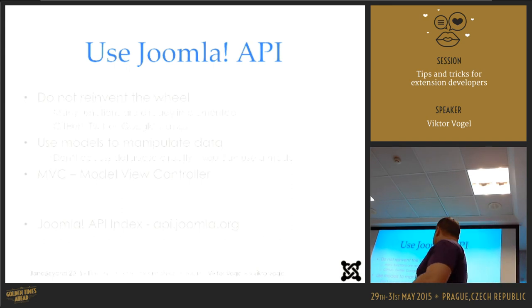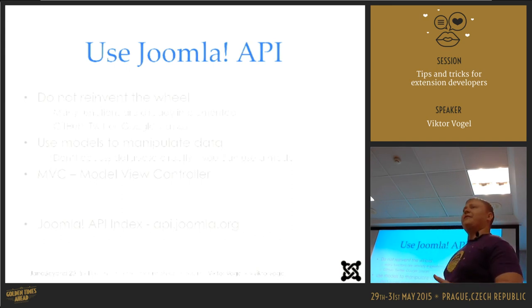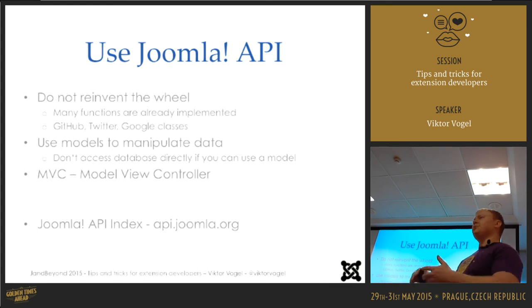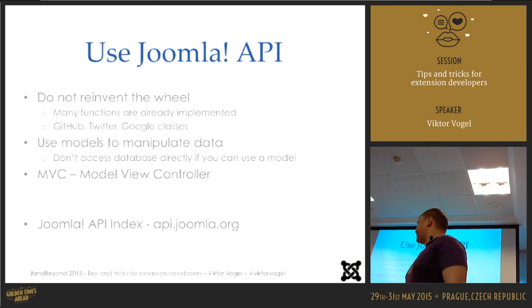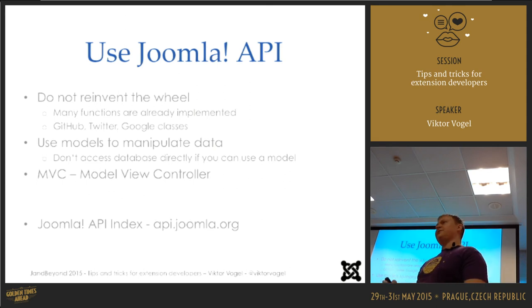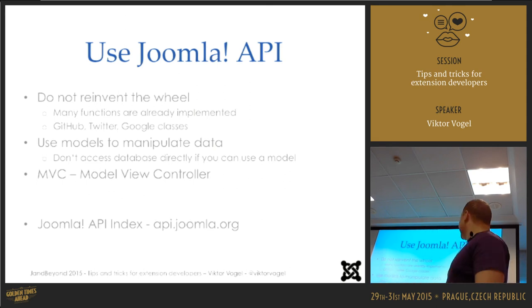And also, in the library, we have a lot of classes to interact with APIs, like GitHub, Twitter, Google. So you don't have to download or implement the libraries of these specific services in your own extensions. So try to understand and look into the code, look into the library, what we already have, what functions we already have, and try to use them. Not try, but use them.